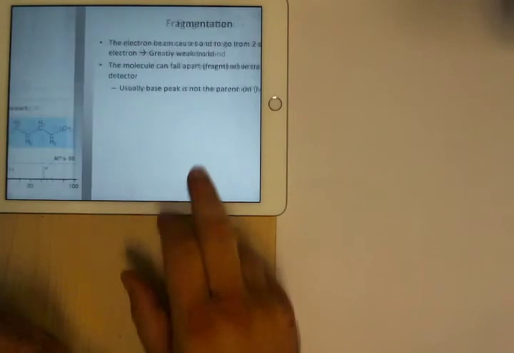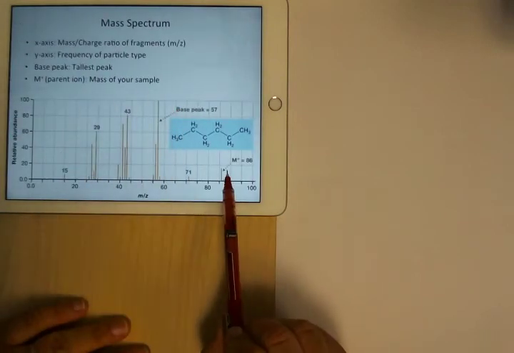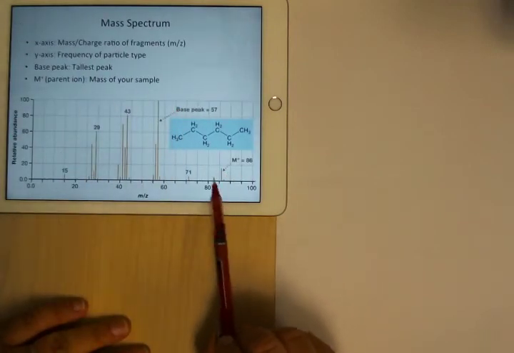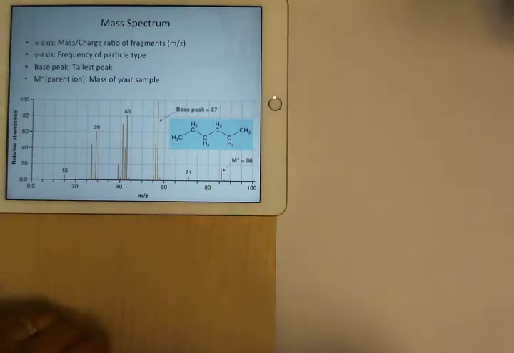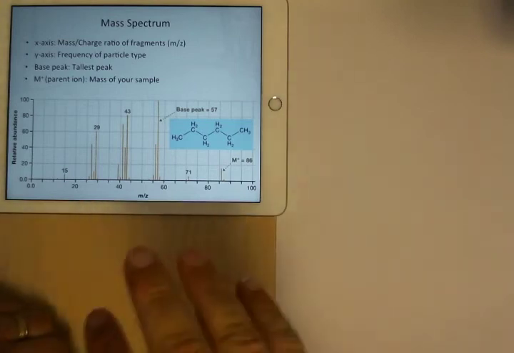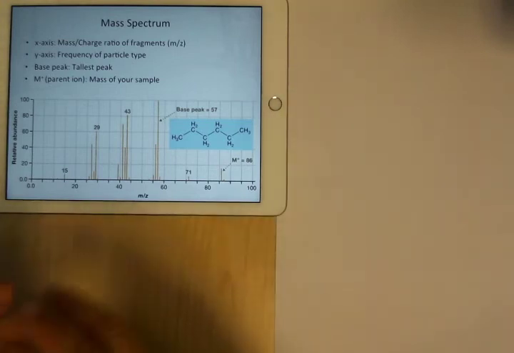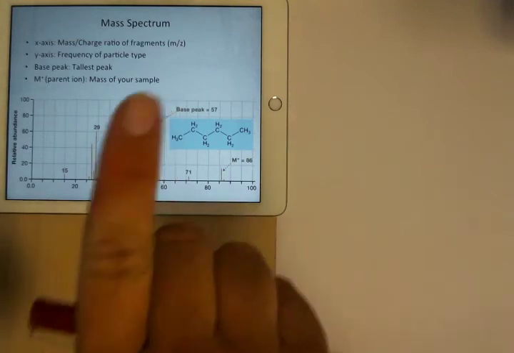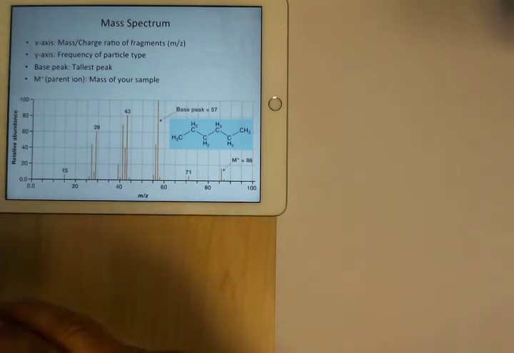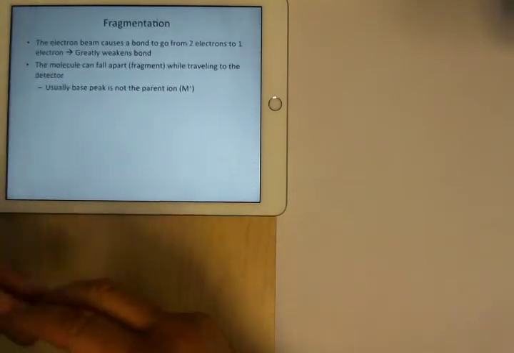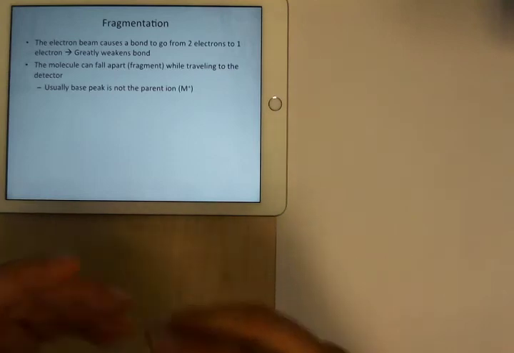The problem is, notice how there's all this. So you say, well, why aren't all of the peaks at this 86? Why aren't we only getting signal here? Well, remember when we were kicking off an electron? Where are those electrons from? You're not going to take a core electron. Those are too tightly bound. What you're actually going to do is knock off an electron from a bond. So now instead of having a 2-electron bond, you're only going to have one. And so that greatly weakens it.